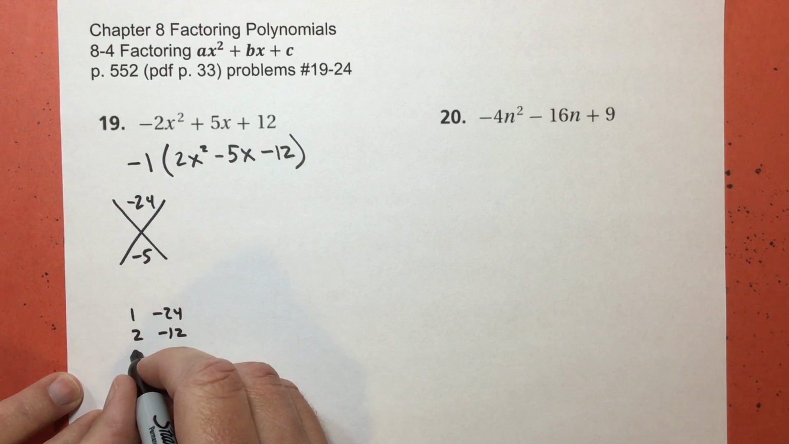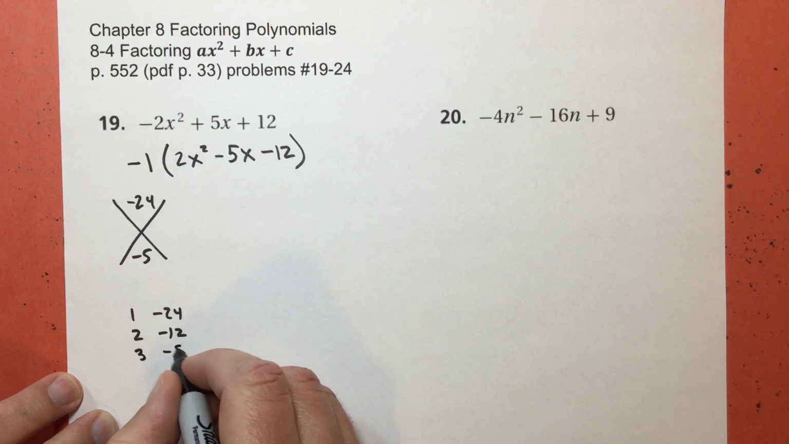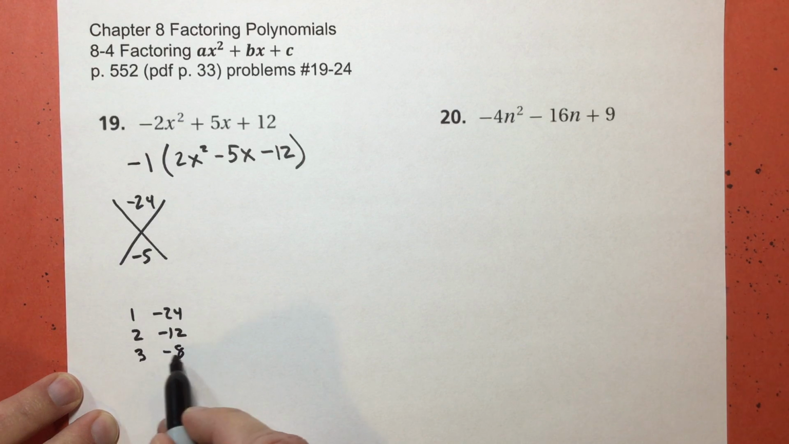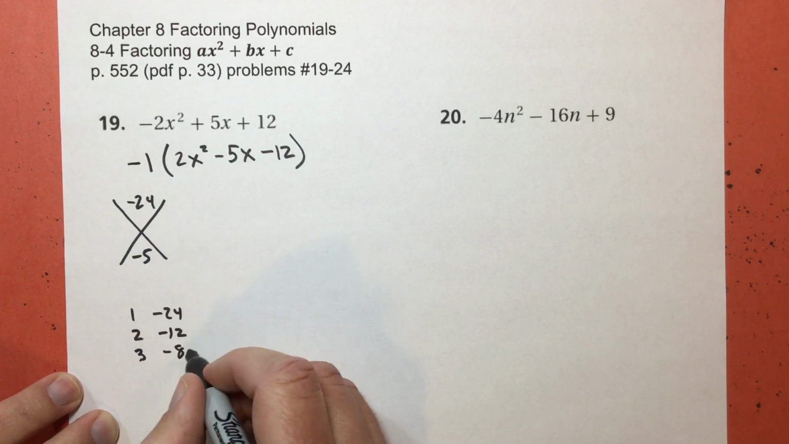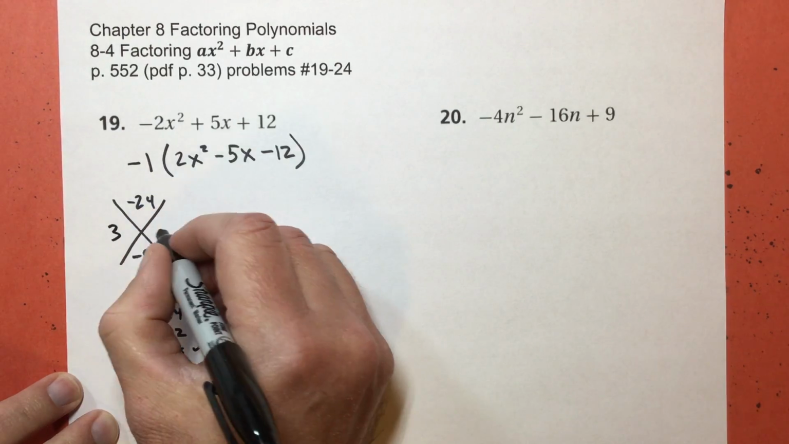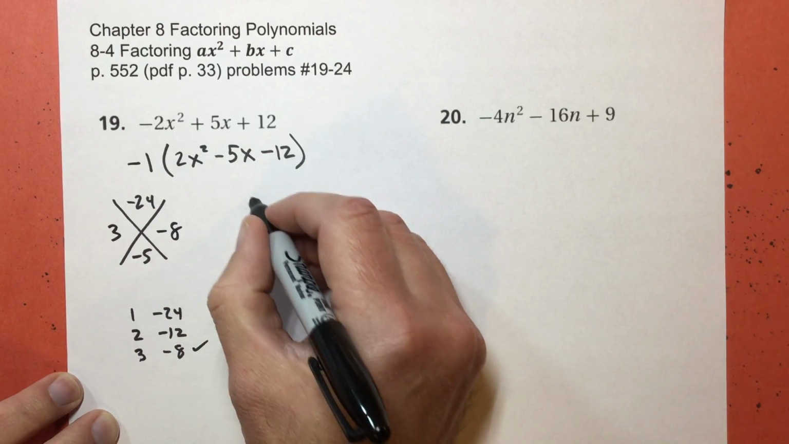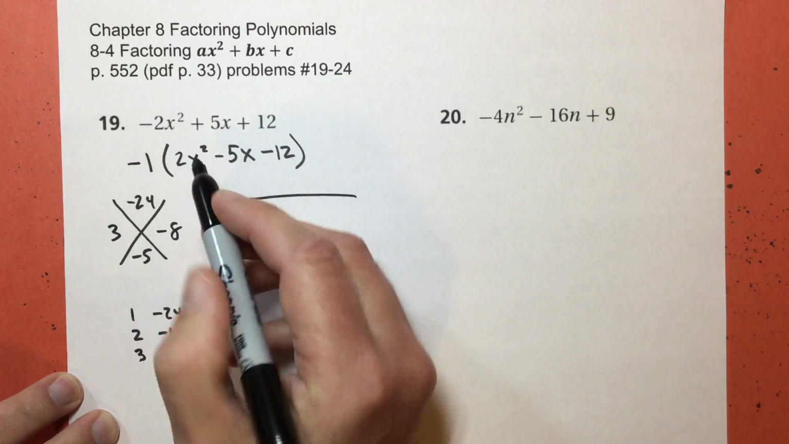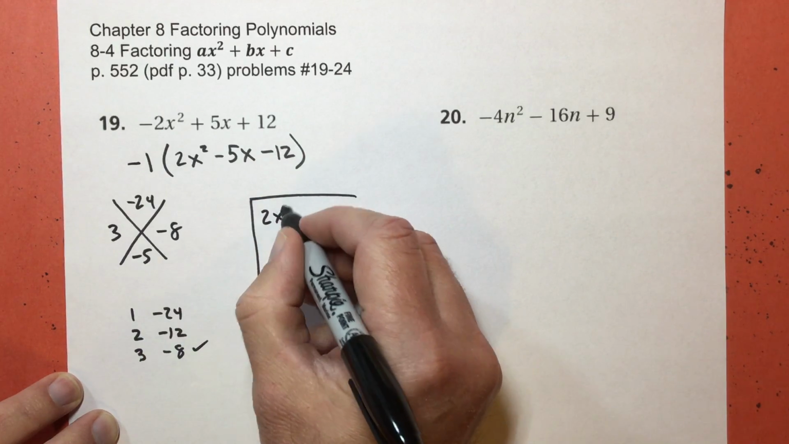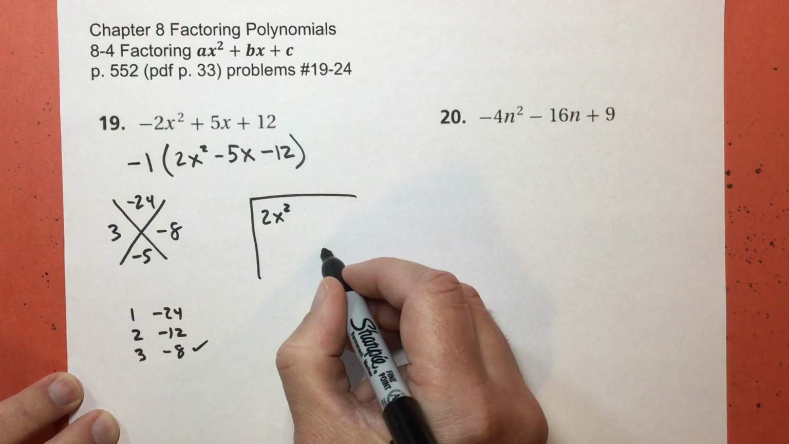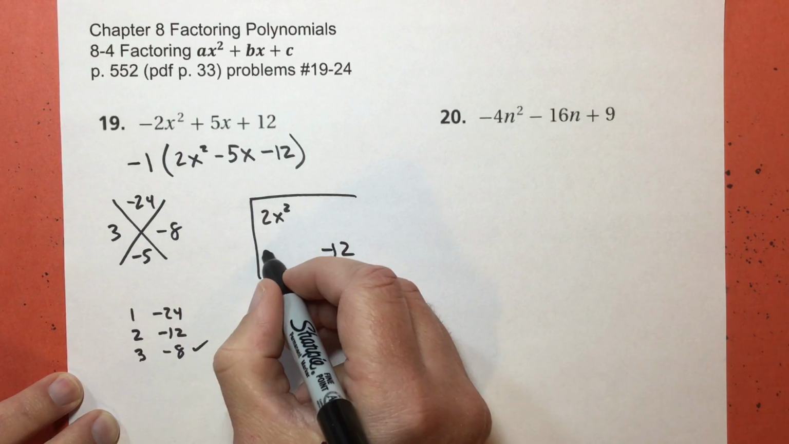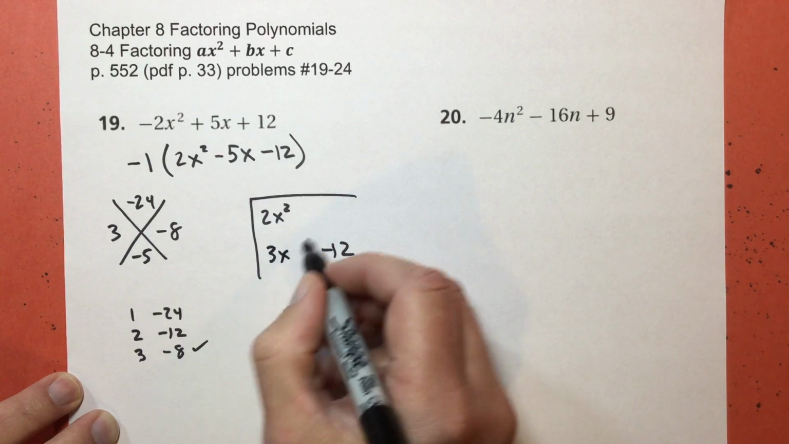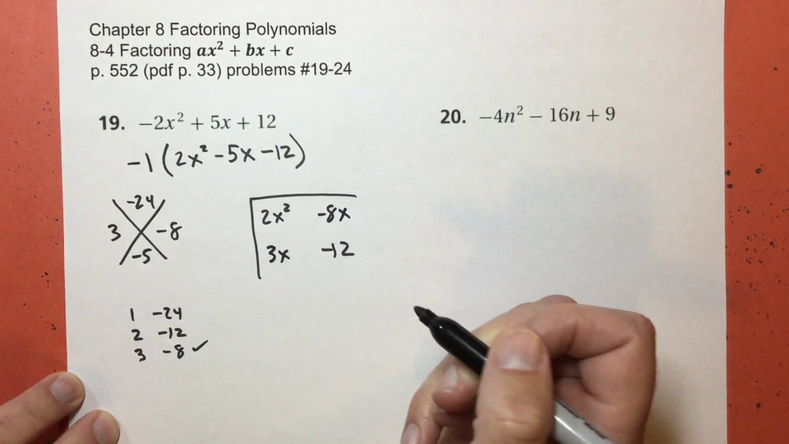Keep going. 3 and -8. 3 times -8 is -24. 3 plus -8 is -5. That's my winner. 2x squared goes here. -12 comes down here in the opposite corner. And the 3 and the -8 I get used for 3x and -8x.